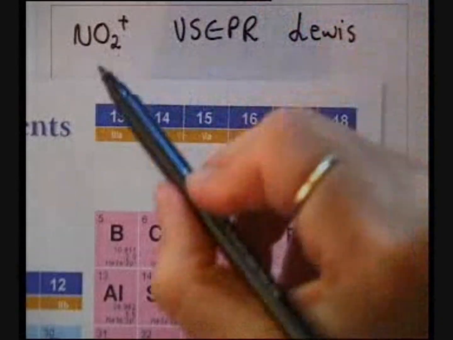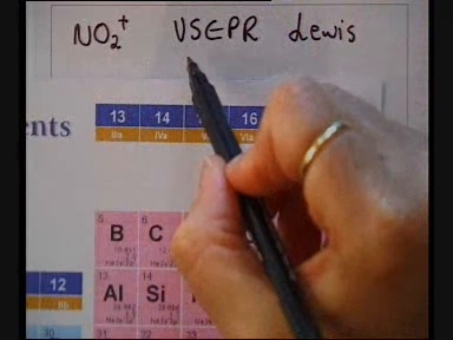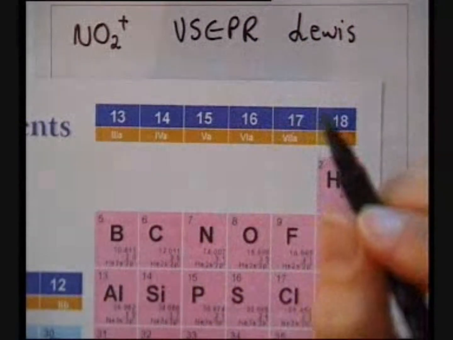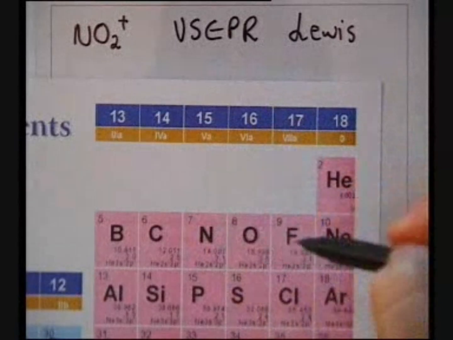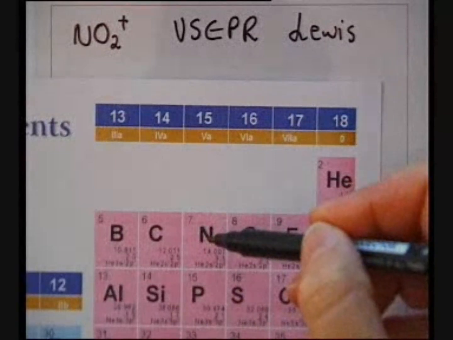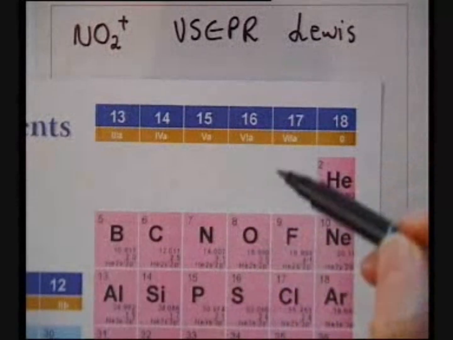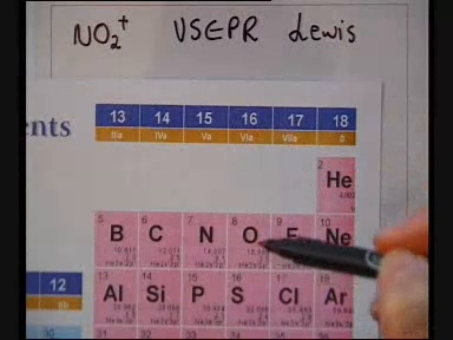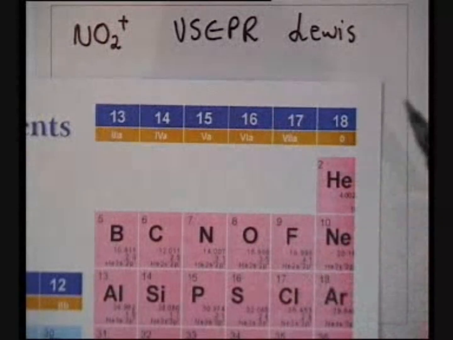The prediction of the molecular geometry of the nitronium cation using the VSEPR theory, valence shell electron pair repulsion theory, and to draw the Lewis structure. Nitrogen is found in the 5th group and 2nd period of the periodic table. Nitrogen will have 5 valence electrons that can be used for covalent bond formation. Oxygen is found in the 6th group, 2nd period of the periodic table, and will therefore have 6 valence electrons that can be used for covalent bond formation.